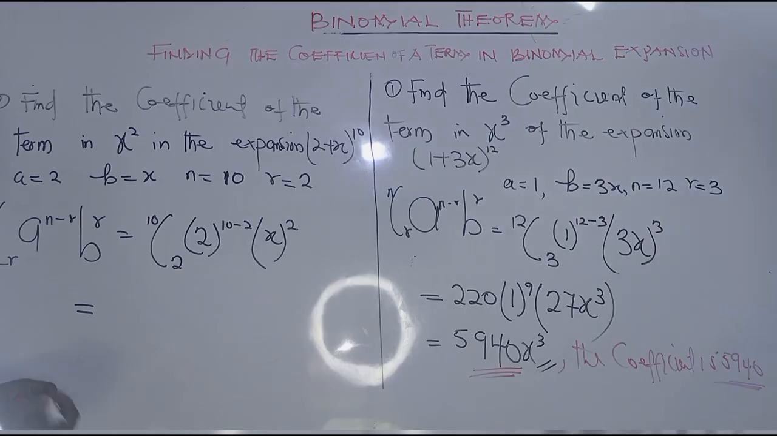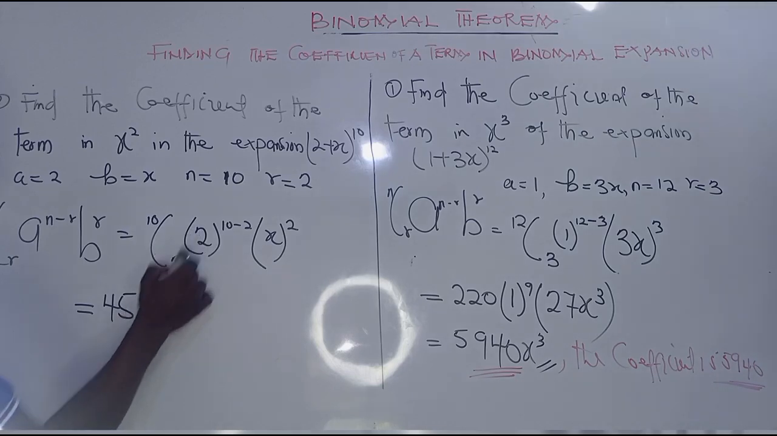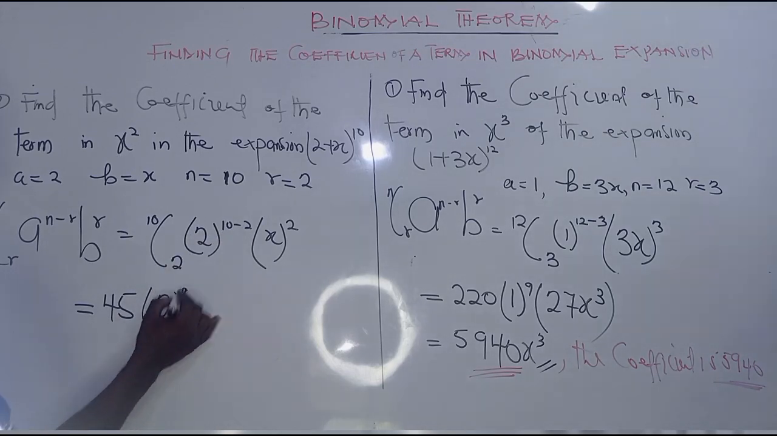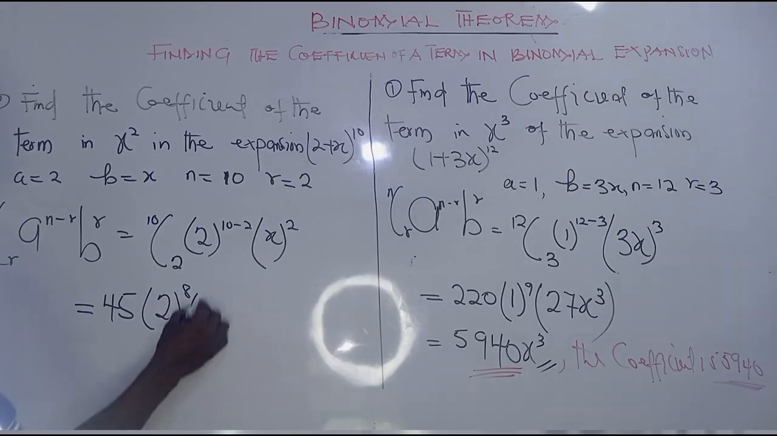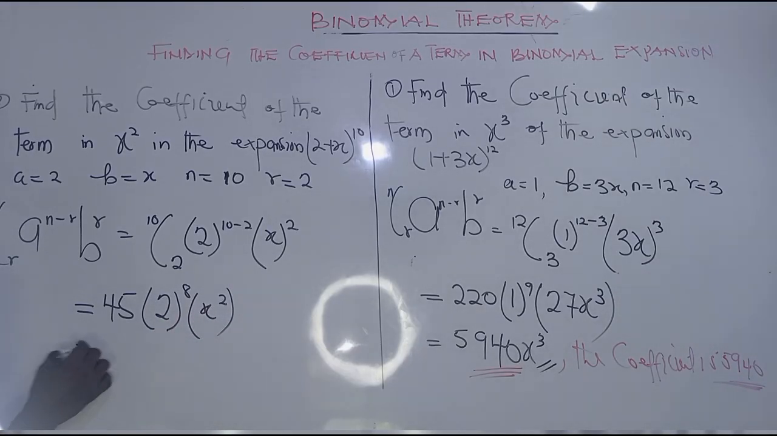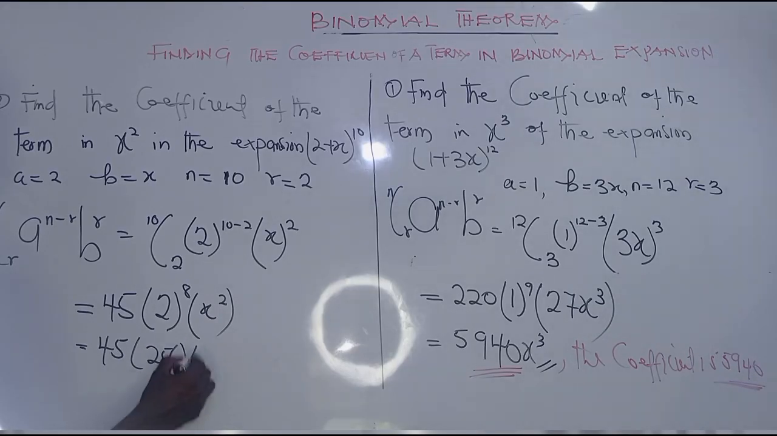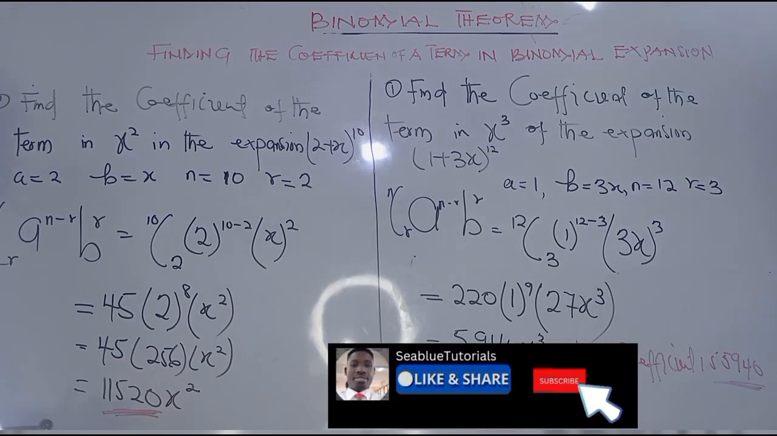10 combination 2, you can use the calculator, and that's going to give us 45. And then we have 2 raised to the power 8, and then we have x squared. Now 2 raised to the power 8 will give us 256, and then we have x raised to the power 2. Now the rest is calculator work. When you punch it, you are going to get 11520x raised to the power 2. So from here, the number in front of the x squared becomes our coefficient.